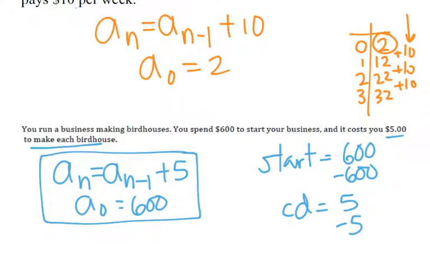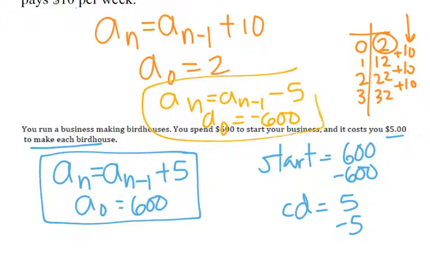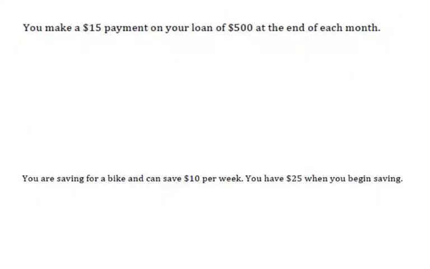If I wanted to go how much do I owe, essentially, it would be a sub n equals a sub n minus 1 minus 5, and a sub 0 would equal negative 600, depending on which way you wanted to think about it. Okay, but either one of those would work. But again, I always have these same pieces. Always, always, always. Okay, so let's take a look at two more.